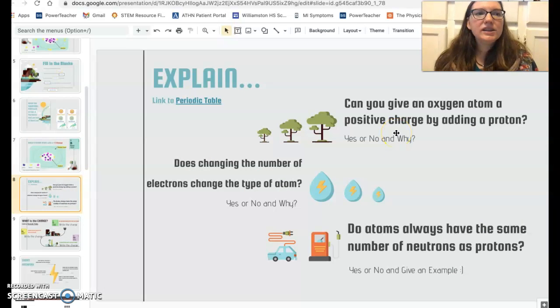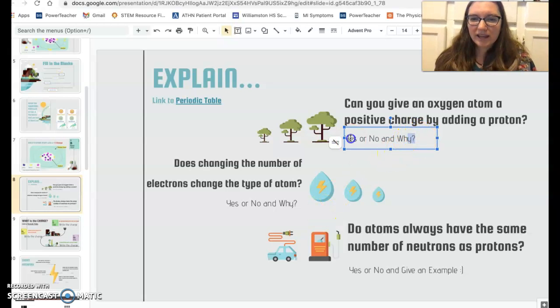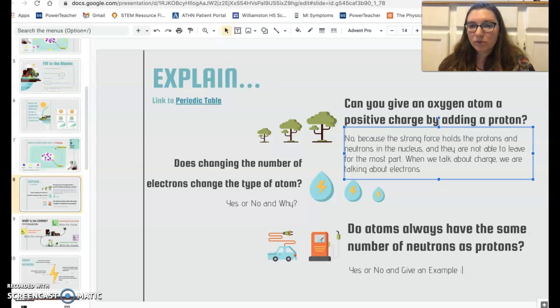Explain. Can you give an oxygen atom a positive charge by adding a proton? No, because you really can't add protons. Protons are held in the nucleus by the strong force, so they're not going to move out of the nucleus. Let me just pause myself because my time's running short here. I'll write that and I'll come right back. So I said no, because the strong force holds the protons and neutrons in the nucleus, and they're not able to leave for the most part. It takes a lot for what's in a nucleus to change.